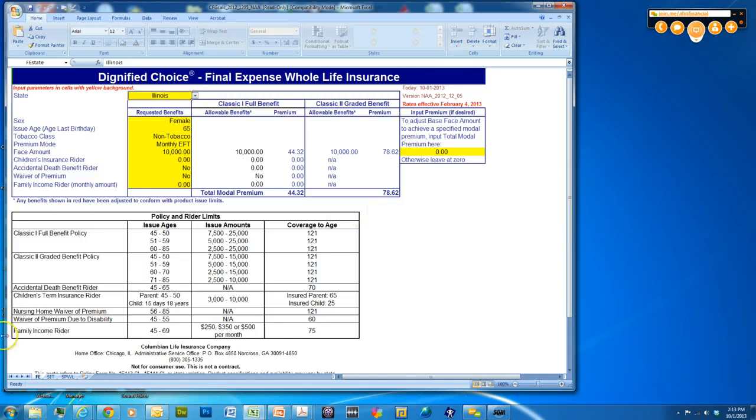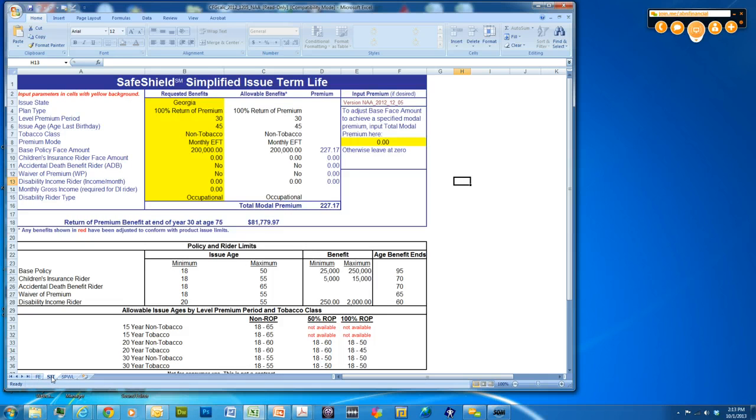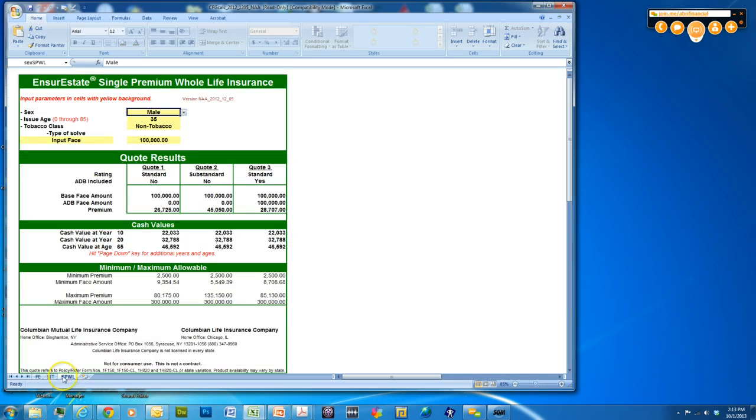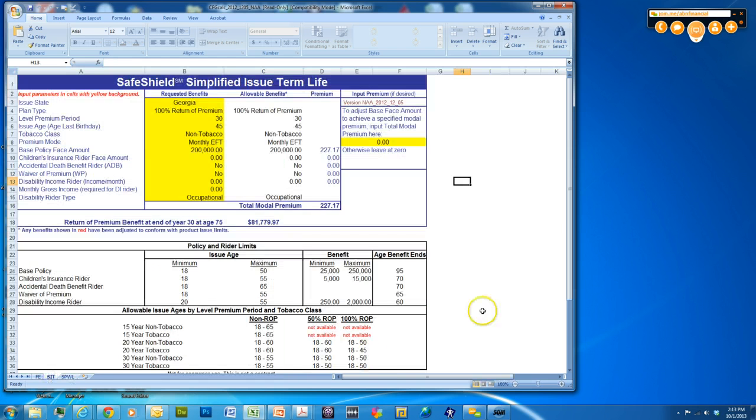Now, if you look at the bottom here on the tabs, FE stands for final expense. That's the dignified choice product. SIT is the simplified issue term product, the one that I'm going to quote for the client. Then you've got this single premium whole life, which is actually going away, I think, the middle of October. Okay, so let's focus on the SIT product line.